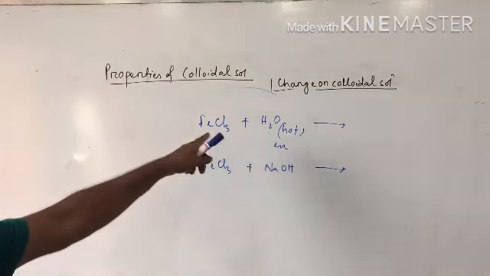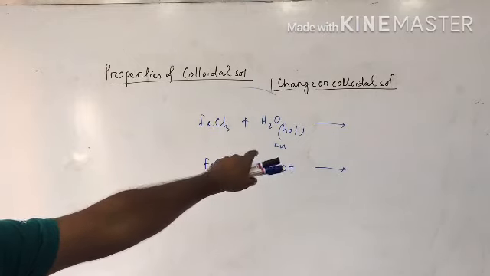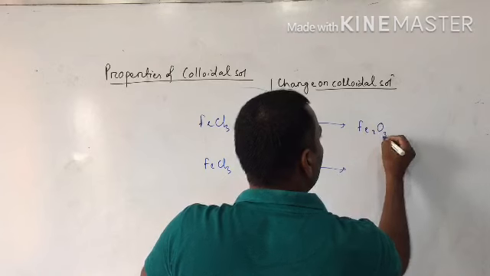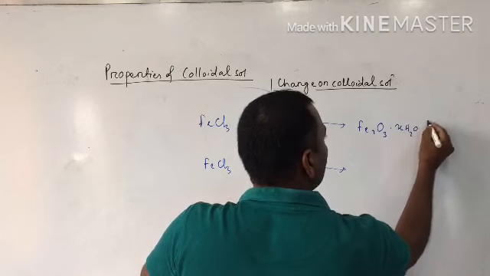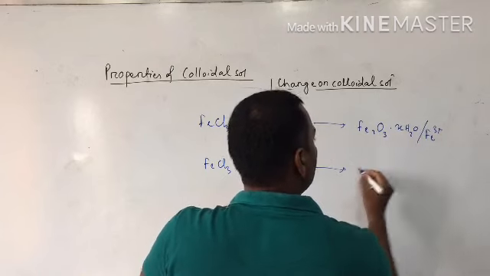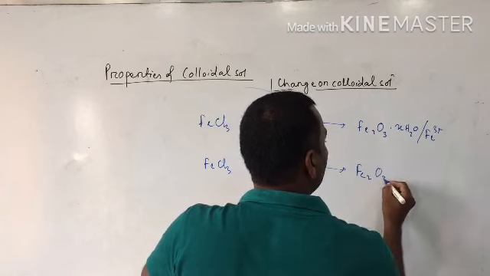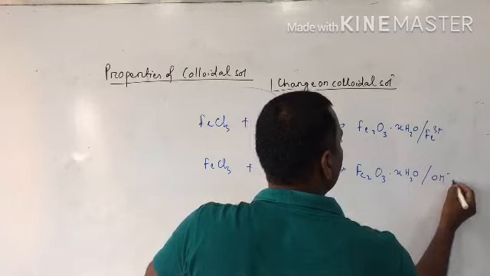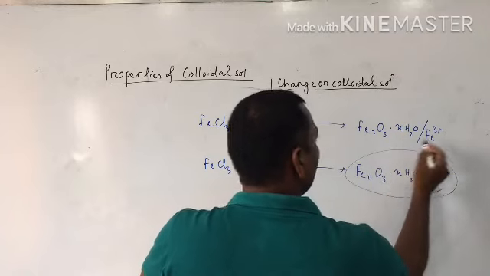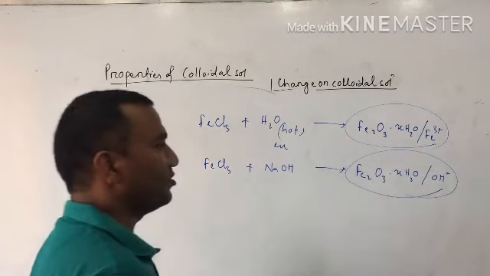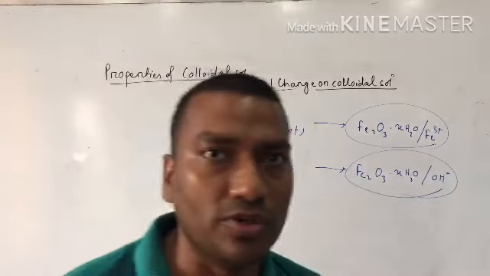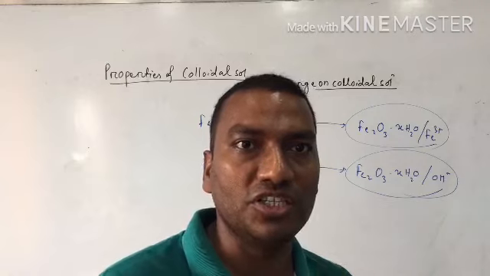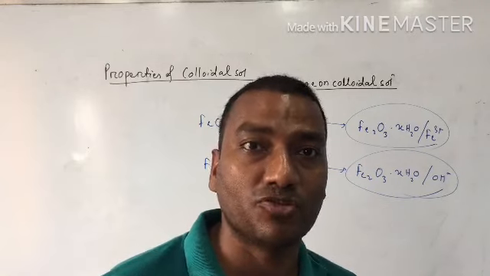So when FeCl3 is added to hot water, there is formation of the positively charged sol Fe2O3·xH2O/Fe3+. Similarly, here Fe2O3·xH2O/OH-. So here a negatively charged colloid, and there a positively charged colloid, will form. Remember this part. Understood? Questions will come like this: what happens when? Because in this chapter most of the questions are what happens when.